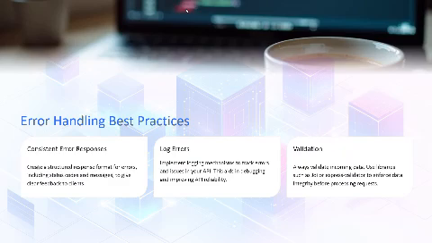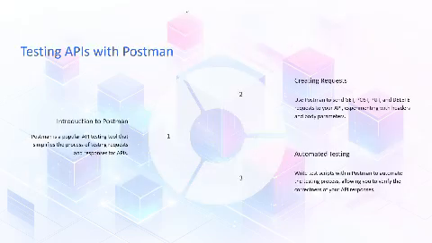Validation is an error handling technique where we validate the data by using libraries like Joi or Express Validator before processing the request. And when it comes to the error response, we create a structured response in a formatted way, including codes and messages, to give clear feedback to the clients.